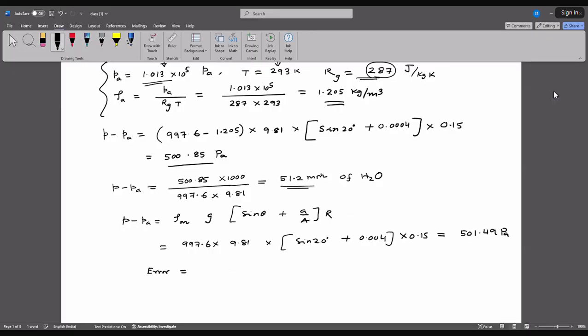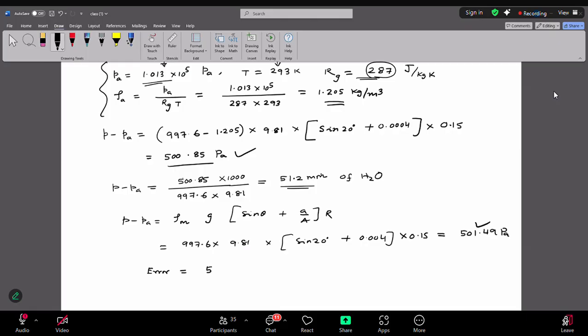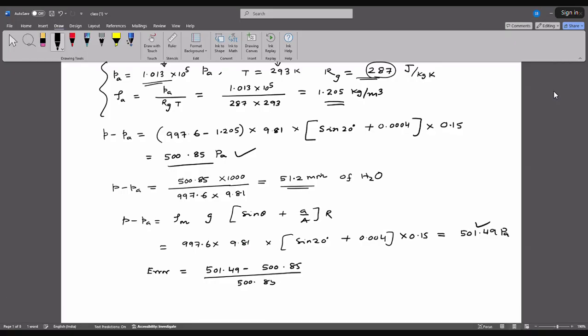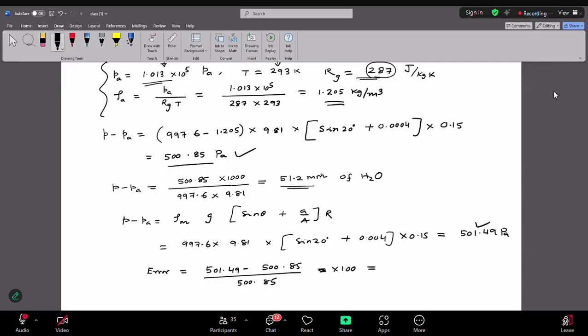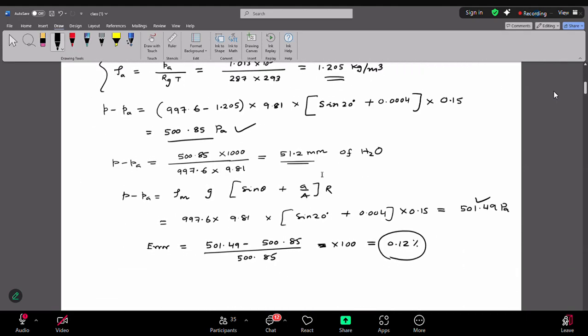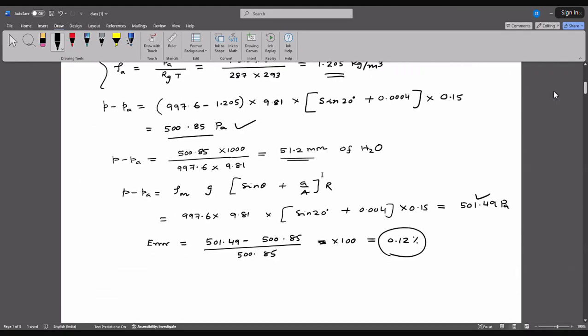So what is the error in percentage? You calculate error. This is without considering the density of air, and this is by considering the density of air. So this is 501.49 minus 500.85, divided by 500.85, into 100. That will come out to be only 0.12%. Very small. So you can actually neglect the density of air here when you do this calculation.